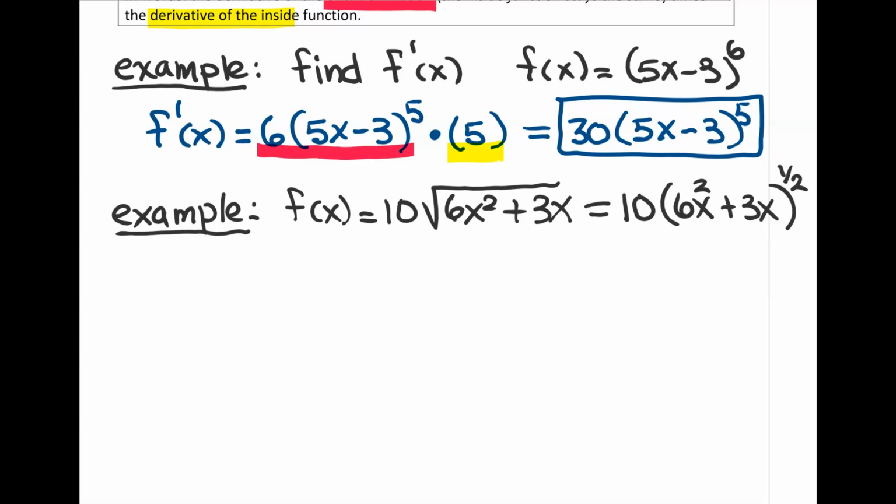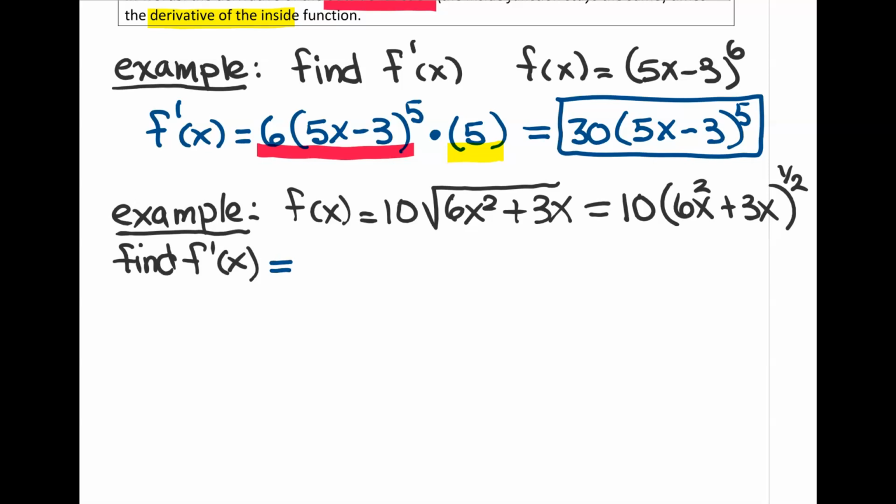So now when I go to find my f prime, it's very similar to the previous problem. I have an inside function, which is the 6x squared plus 3x, and the outside function is the exponent. Now the 10 in the front is just a coefficient. That's just going to stay there.